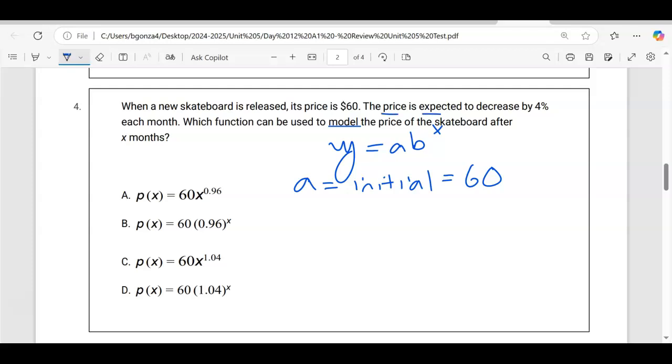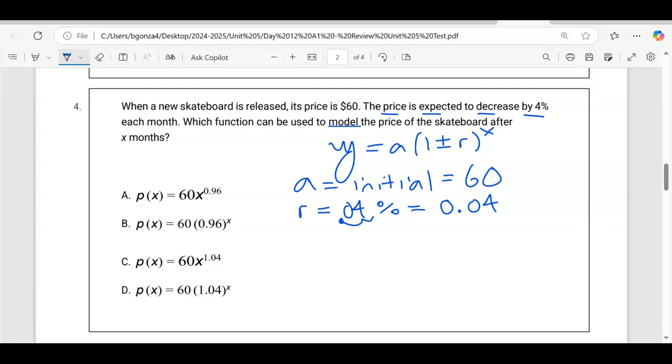Now the price is expected to decrease by 4%. Okay. Now let me back this up. This is what we did the last couple of days. It's 1 plus or minus the rate. So my R value is 4%. And y'all remember how to convert 4%, right? You move the decimal 1, 2 to the left, and this space has to have a 0. So 0.04.